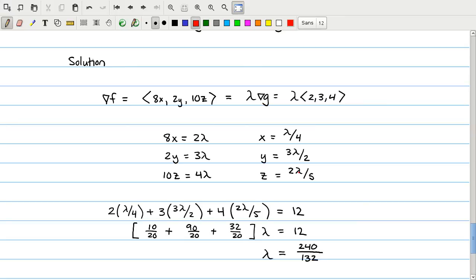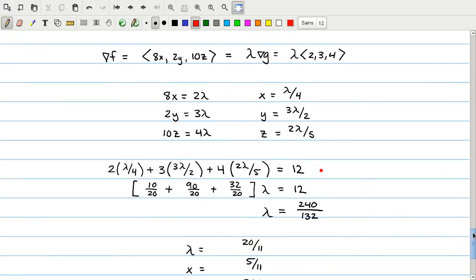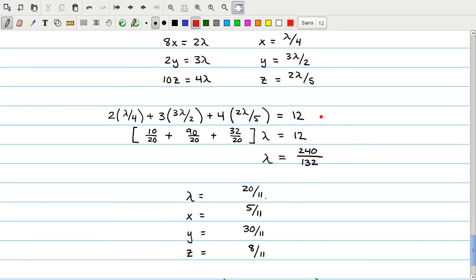That leaves one equation, the equation for the plane itself, and we can plug these values of x, y, and z into that equation for the plane to get this equation here, which allows us to solve for lambda. So we can collect all these things times lambda equals 12, and we can evaluate this sum of fractions using common denominators. And we find that lambda is 240 over 132. Fortunately, that can be simplified a little bit to 20 over 11. And having found lambda, we can then go back and plug in for x, y, and z using these 3 equations, which give us these 3 points, 5/11ths, 30/11ths, and 8/11ths.